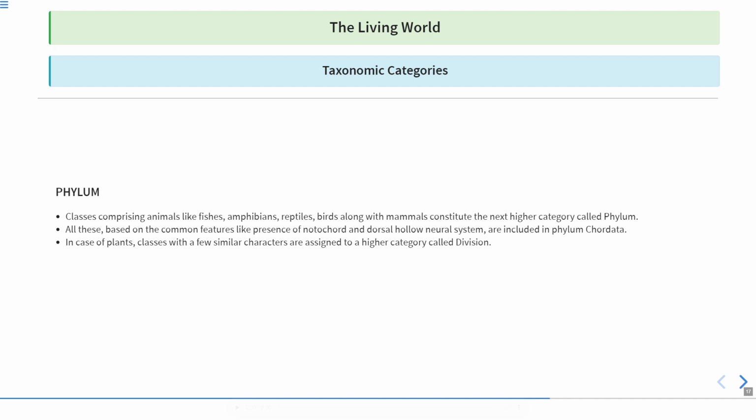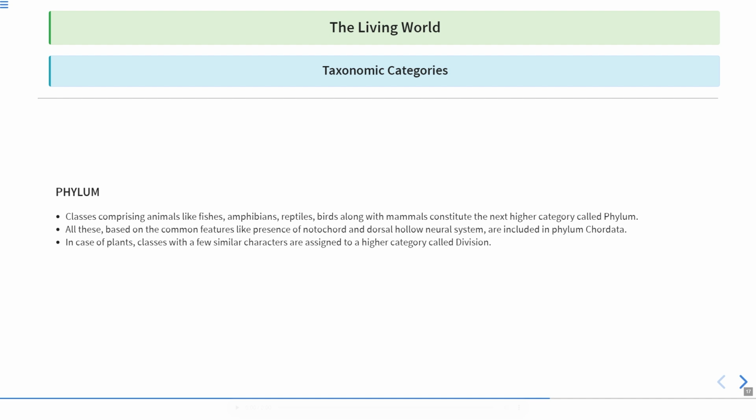Now comes the phylum. Classes comprising animals like fishes, amphibians, reptiles, birds, along with mammals constitute the next higher category, which is called the phylum. I've already told you that in animal classification we use the term phylum. All these classes come in one particular phylum, that is Chordata.